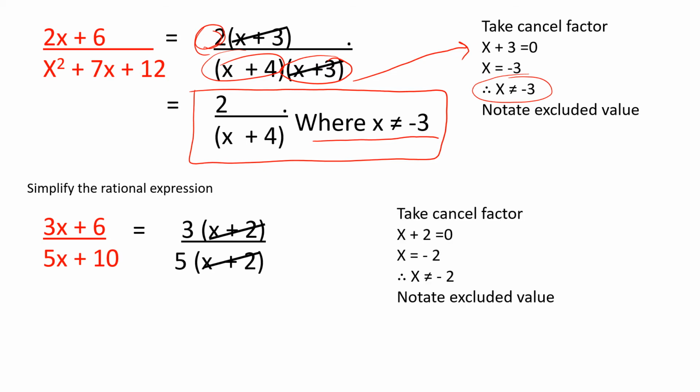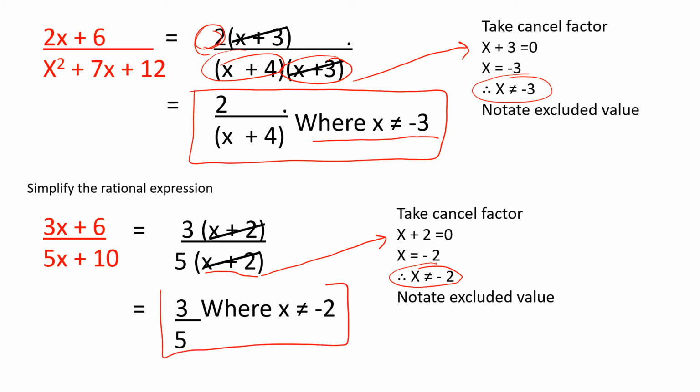So then our answer, well, first of all, we have to know what we are going to notate. So I'm going to take what we canceled out here in the denominator, set it equal to 0, solve for x, and this is going to be the notation that we have to write. So your answer is going to be 3/5, where x cannot equal 2. So we reduced the fraction and we made this notation.